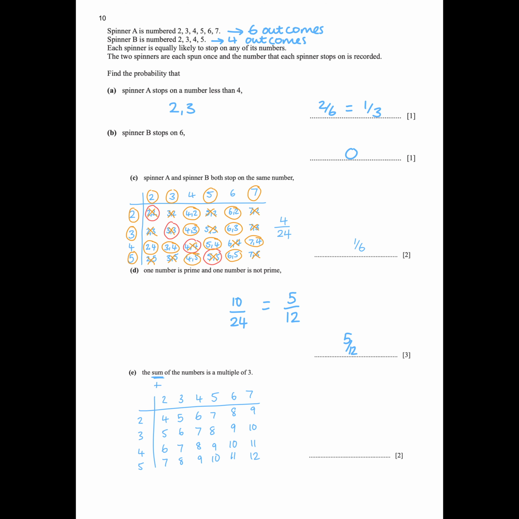So the sum of them is a multiple of 3. So a multiple of 3 are those options. And therefore I have 1, 2, 3, 4, 5, 6, 7, 8 out of the 24, or simplified, 1/3.